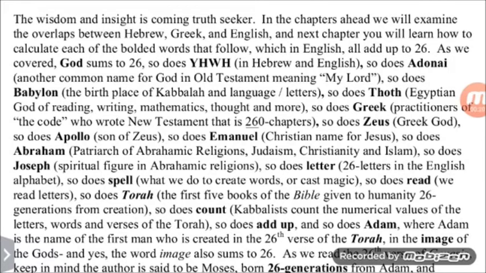As we covered, God sums to 26. So does YHWH in Hebrew and in English. So does Adonai, another common name for a god in the Old Testament, meaning my Lord. So does Babylon, the birthplace of Kabbalah and language, letters. So does Thoth, Egyptian god of reading, writing, mathematics, thought, and more. So does Greek, practitioners of the code who wrote the New Testament, that is 260 chapters. Take out the 0, 26.